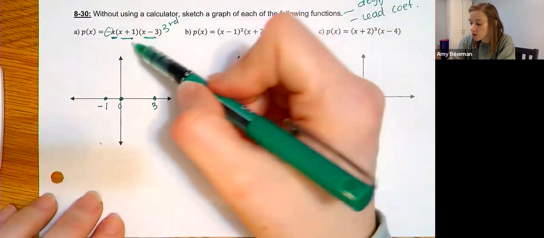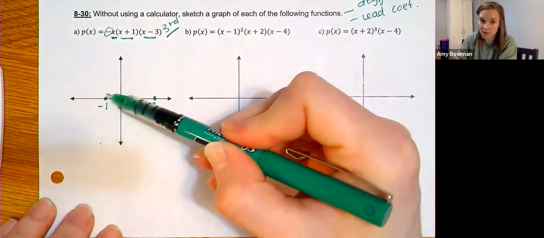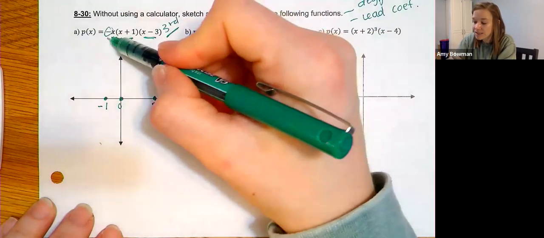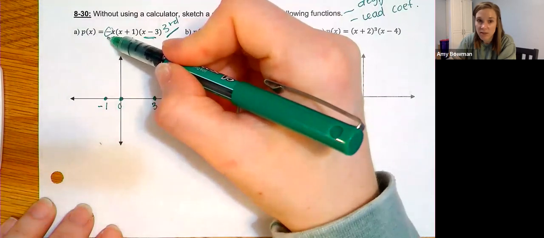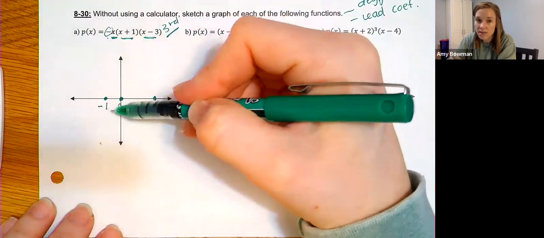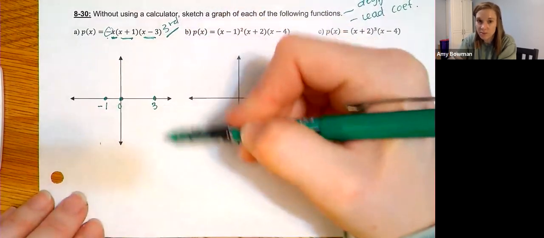Then I need to know, where does it start and end? Well, this is a 3rd degree polynomial. So typically a 3rd degree polynomial would start down here and end up here. But this has a negative leading coefficient. So that means it's going to reverse. It's going to start in the top left, end in the bottom right.